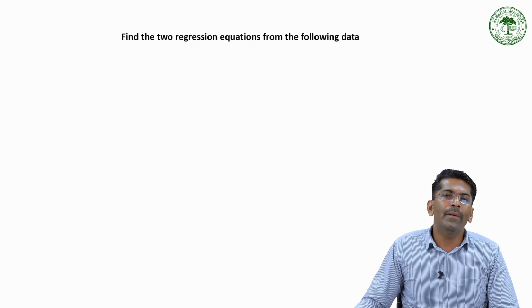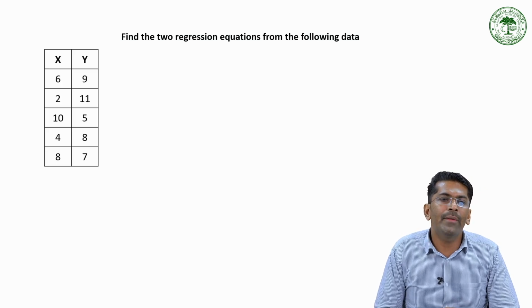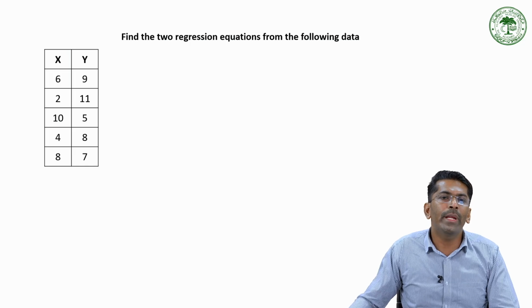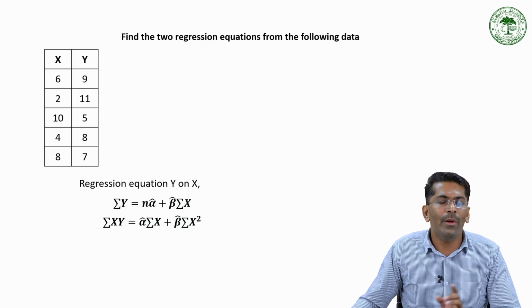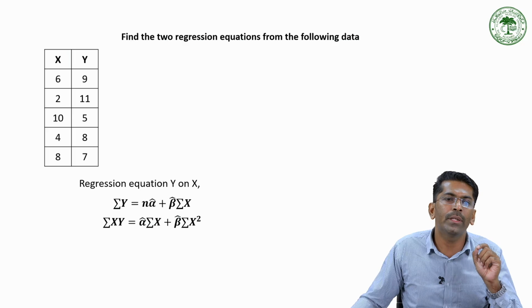Now we are going to consider some numerical examples here. We are given the values of x and y. We want to calculate two regression equations from the given data. We know the regression equations, y on x and x on y, and we want to calculate both here. First we are going to calculate the regression equation of y on x. This is the formula, the normal equations which we already derived earlier.